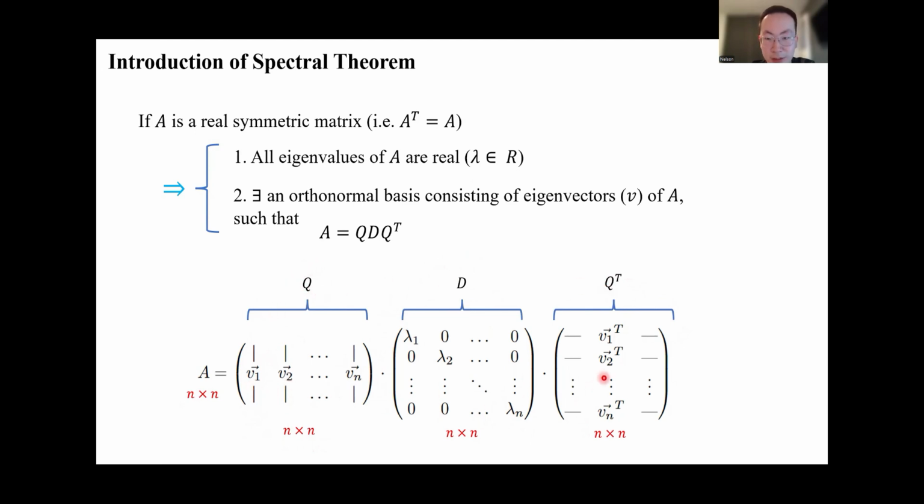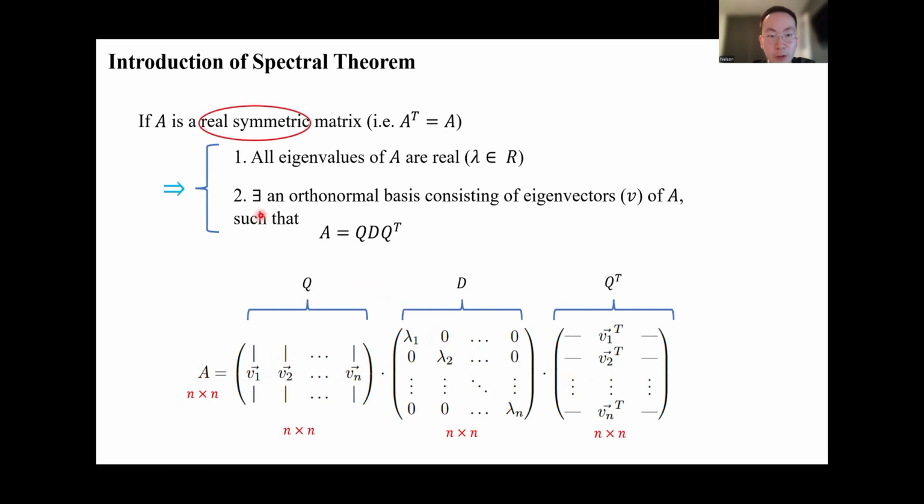Note that in this expression, I can switch the order of the eigenvectors as long as I also switch the order of their eigenvalues. For example, if I change the order of v1 and v2, then I should also change the order of lambda 1 and lambda 2. So the order in this expression is not very important, as long as we are consistent in these three matrices.